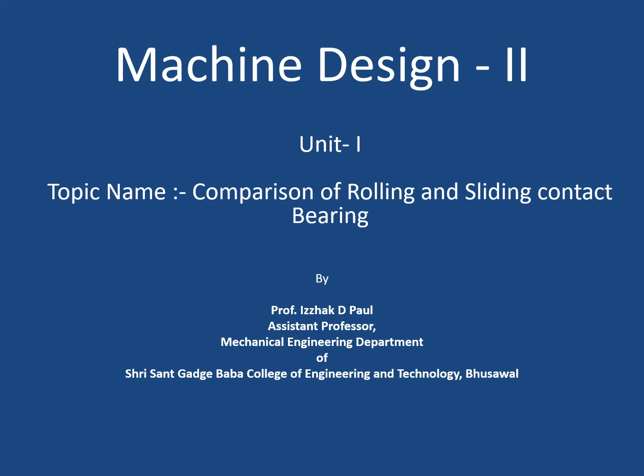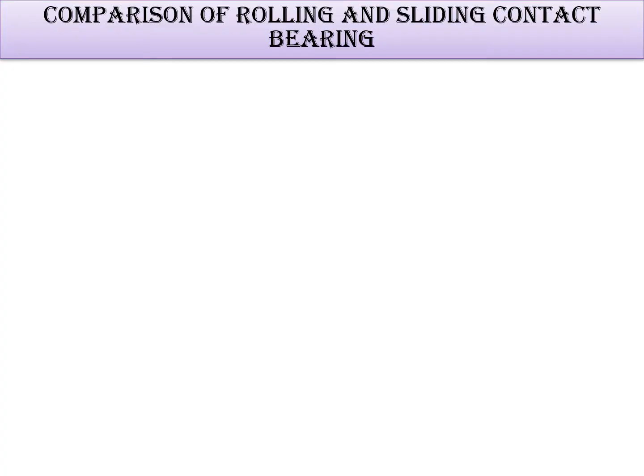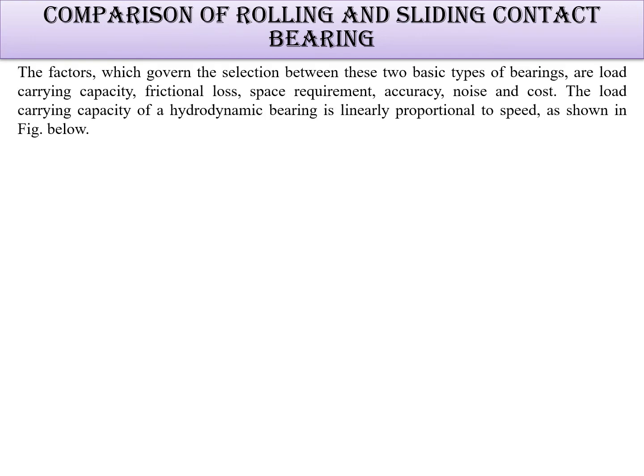So the last topic of this unit is the comparison of rolling and sliding contact bearing. Yes, it is a very big unit, I understand, but rolling contact bearing and sliding contact bearing are both different. So let's see the difference in these two bearings. The factors which govern the selection between these two basic types of bearing are the load, friction loss, space requirement, accuracy, noise, and cost. Based on this, we are going to differentiate between them.